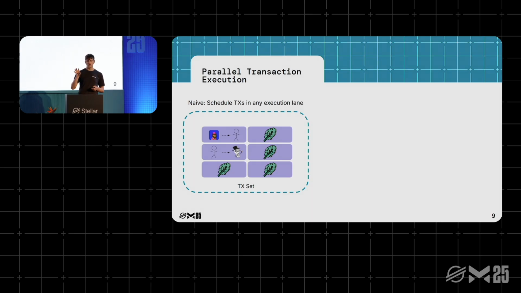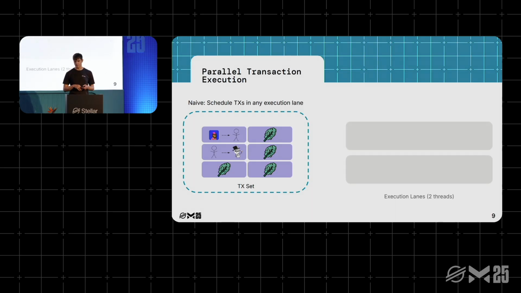And so we're going to have our same transaction set that we had before, but instead of having one execution lane, you're going to have many parallel applying threads. In this case, I'm going to model this with 2. Now the question becomes, we have 2 threads that are doing things at the exact same time. How do we schedule our transactions? First, I'm going to demonstrate a naive solution. Just schedule a transaction in whatever lane has capacity. And so we're going to kind of just randomly pick transactions and throw them somewhere.